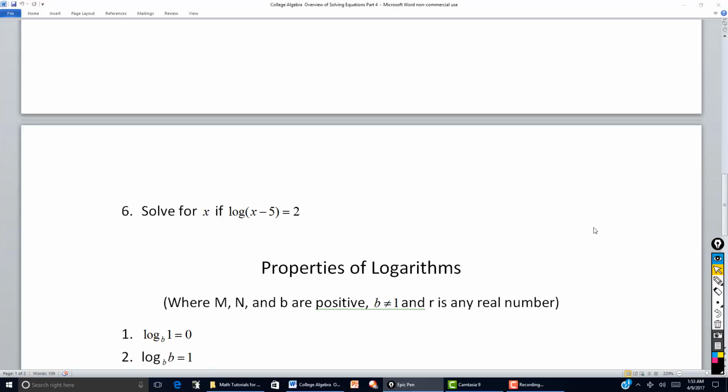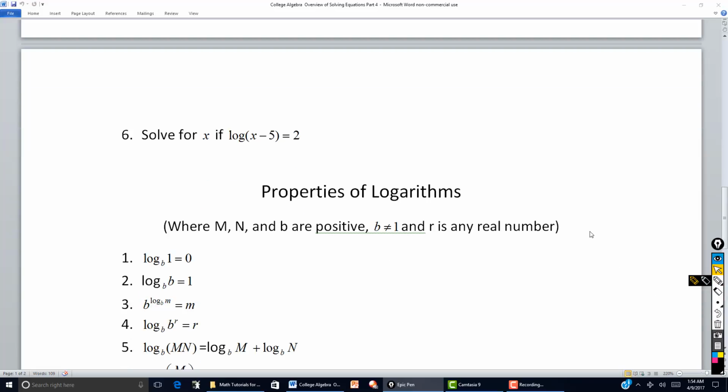Okay, in the next one, we're going to look at properties of logarithms. Again, hopefully you already know this. If you do, you can just wait for the next video, where I'll get into more detail in solving exponential and log equations. But these are prerequisites for what we'll be doing with the solutions of the equations.